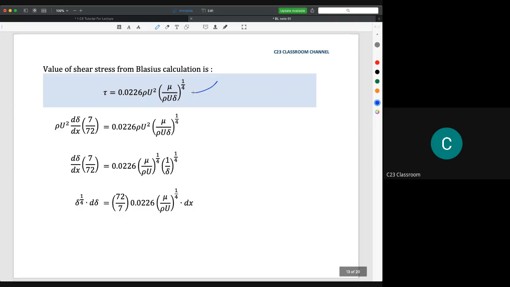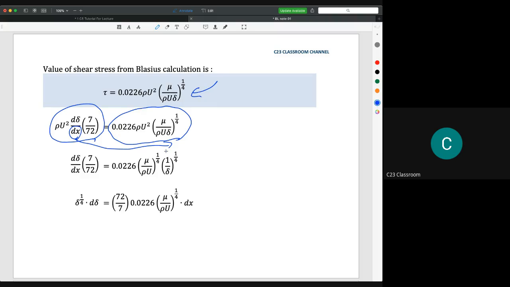Tau from the Blasius solution is 0.0226 rho U square, (mu over rho U delta) to the power of 1 over 4. What we need to do is equalize both equations. This one is from the von Karman, and this one is from the Blasius calculation. I think you could do the calculation. We bring the dx to the right side.